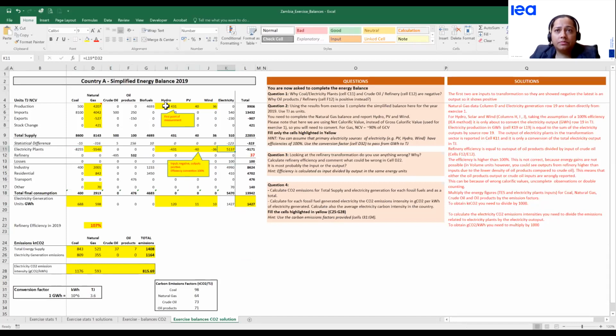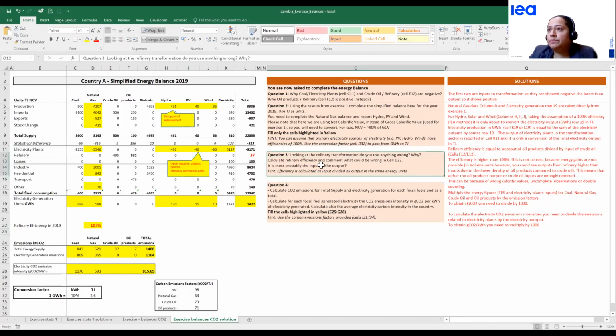Now for production. As we know, we have a 100% efficiency for electricity, for hydro. So here it's just this, and you apply your 100% efficiency here. And if it was nuclear, for example, if we had nuclear in this table here, you would have multiplied by 33%, which is the efficiency of nuclear power plants. So that was for this exercise.